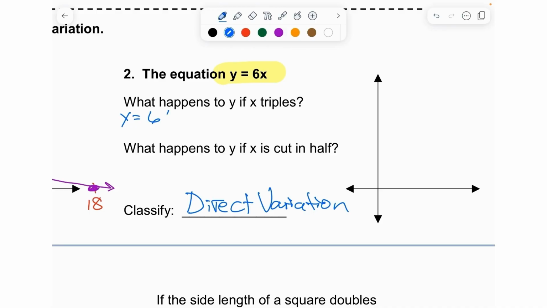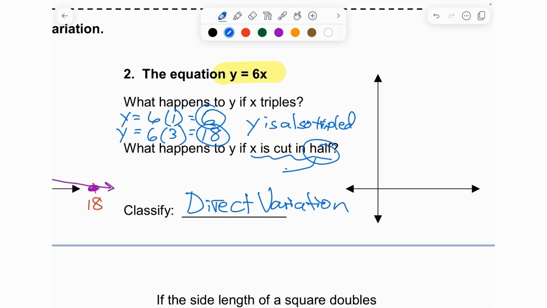So I would need an x value. Now again, you got to pick some x value. Maybe you pick the number 1. But if you're going to pick the number 1, then because x is tripling, I'm going to be forced to pick the number 3. So what do I notice that's happening to my y values? Yeah, they also are tripling. Y is also tripled. So does that mean that I can pretty comfortably say that the same thing is going to happen if x is cut in half? The same thing is going to happen to my y value? Yeah, y is also cut in half.